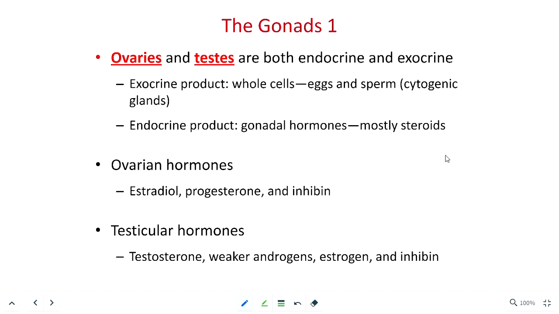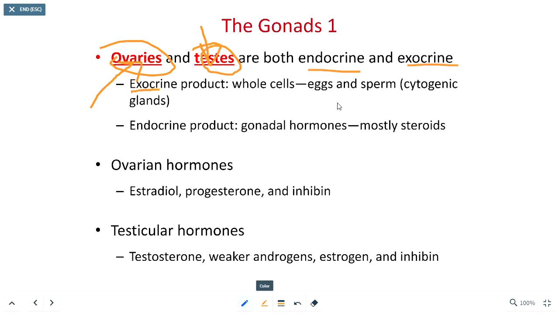Hi class, in this recording we're going to focus on the gonads, particularly the male and female sex glands. As we're looking at the sex glands, we are going to have two, one for each of the sexes. We have the ovaries for the female gonads, and the testes for the male gonads. They're both endocrine and exocrine in function.